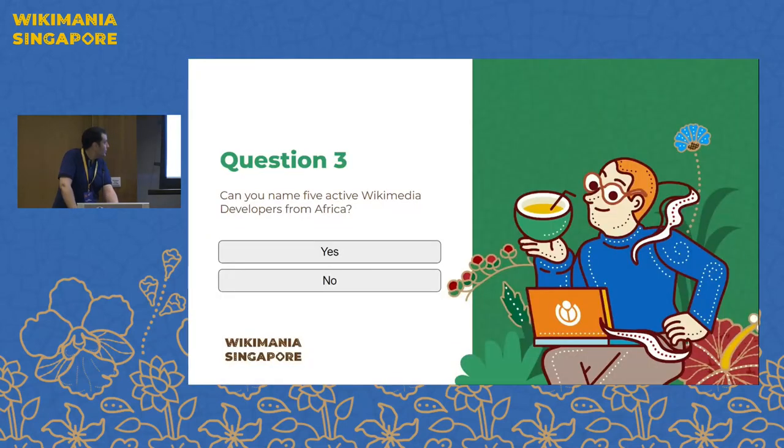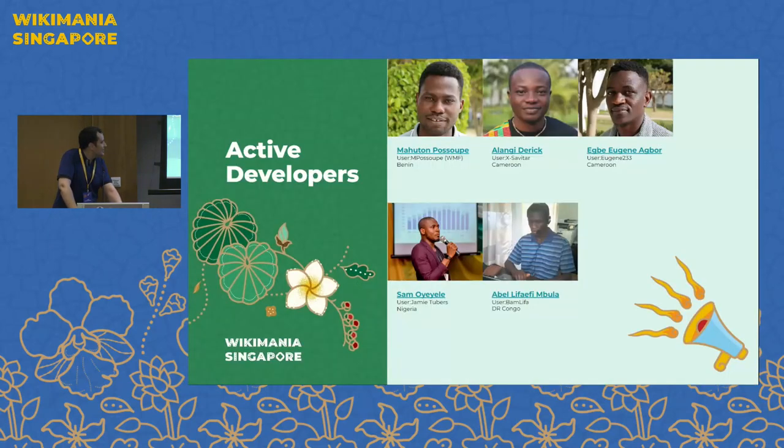Question number 3: as there is a community, can you name 5 active African developers working on Wikimedia projects? Most of us say no. So these are five active developers, and some of them are at Wikimania this year.